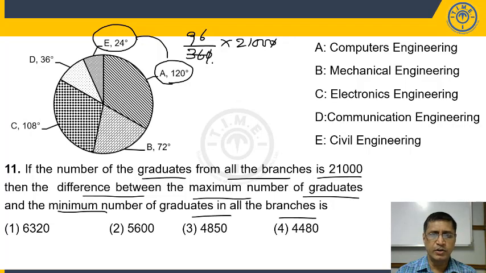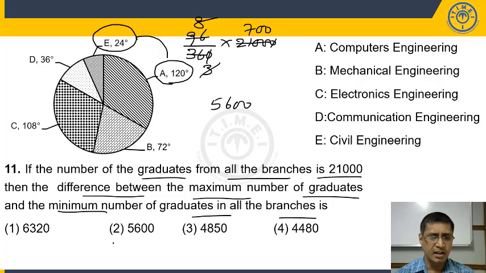Now 12, it goes 3 times, 12, 8 times. 3, we can cancel here 7 times. The product of these two numbers is the answer. 700 into 8, it is 5600. The right answer is option number 2. Second choice is the right answer.